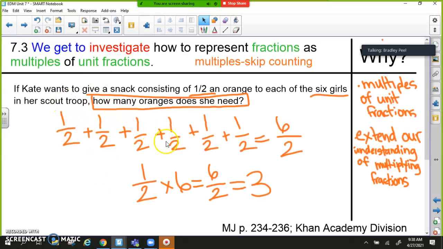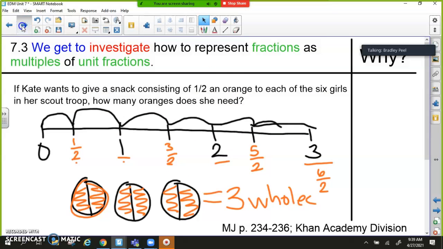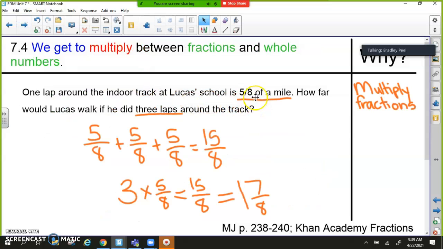We could add this, however many times it's being asked for, so starting with the fraction, or however many times we've added it, we can turn that into multiplying it by that number. So, for instance, yesterday we did 1/2 added 6 times. That's the same thing as saying 1/2 times 6. So in this case, the numbers that we're looking at are 5/8 and 3. So we can add 5/8 3 times, which turns out to be 15/8.